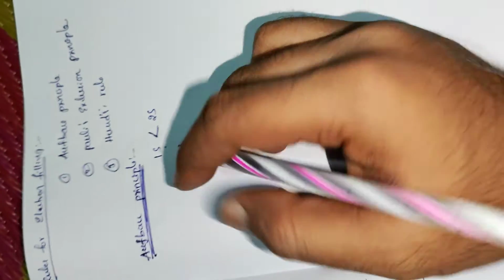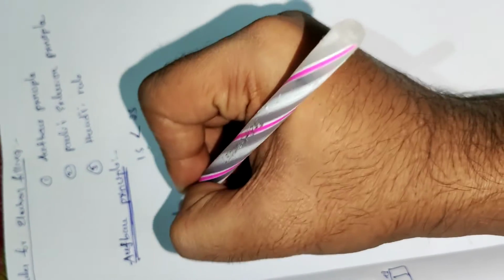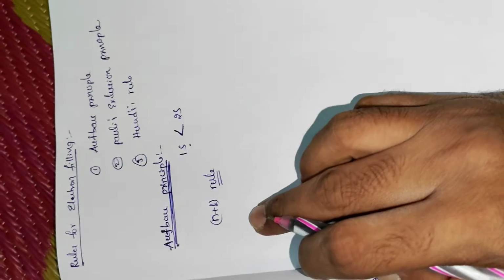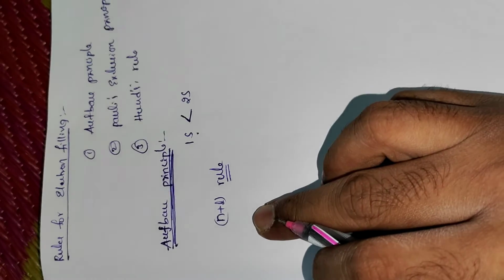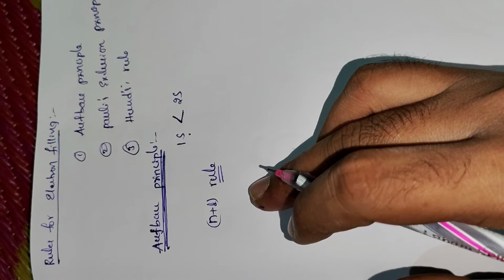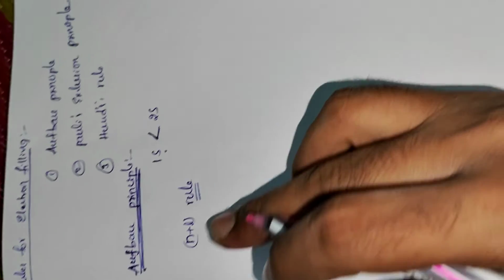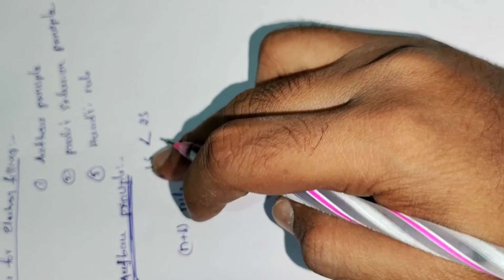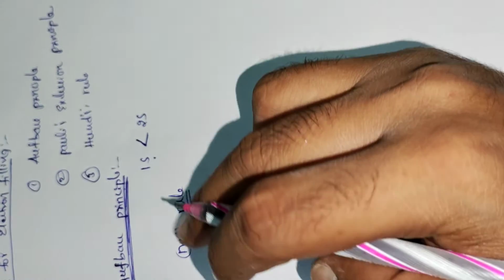How to identify which one is less energy, which one is more energy? According to the n plus l rule. The lower n plus l value means less energy. The higher n plus l value means higher energy. When comparing 1s and 2s, 1s has less energy than 2s according to the n plus l rule.